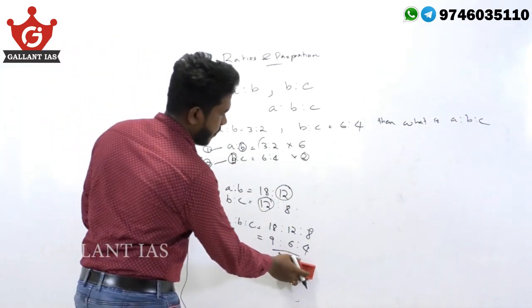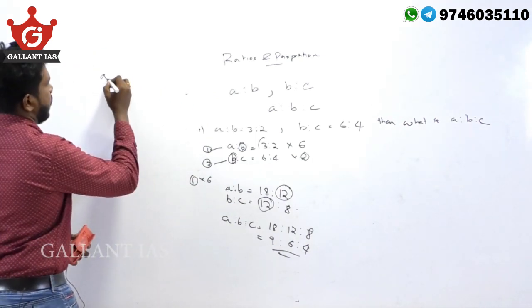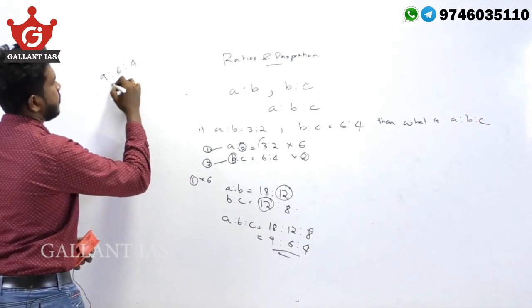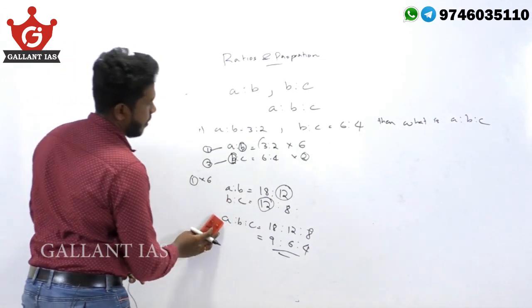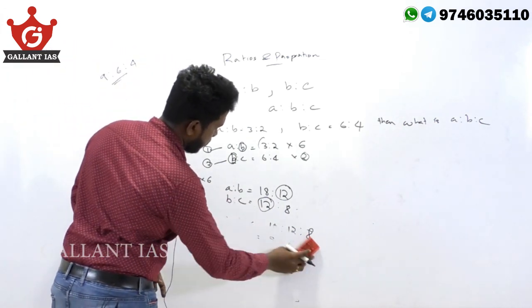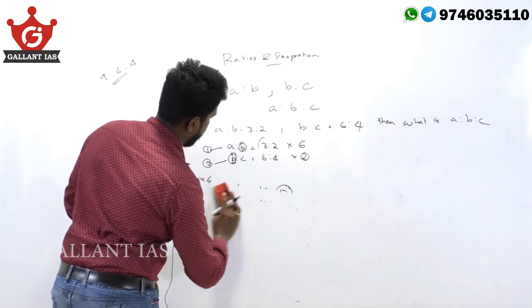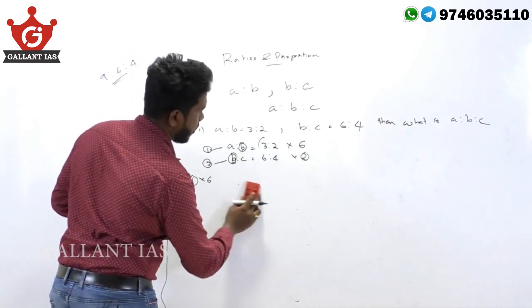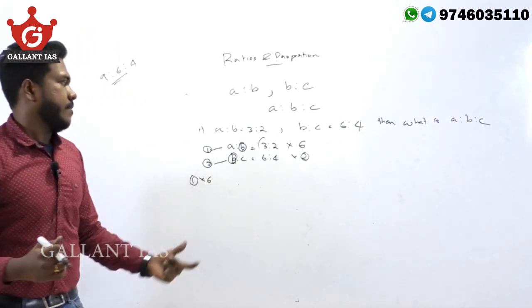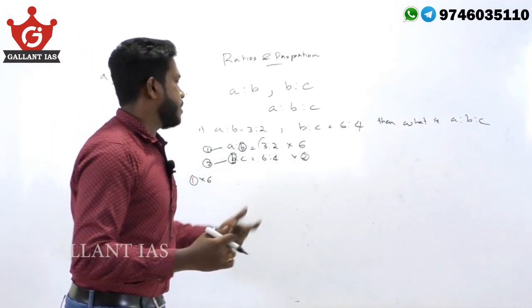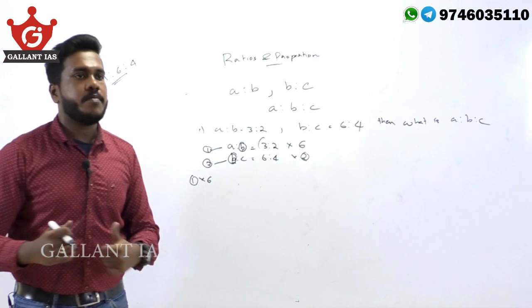So here the answer we got is 9 is to 6 is to 4. For further checking, I'm noting that answer. Okay, I noted that one. So now let's do it with the shortcut method, in order to solve the problem.